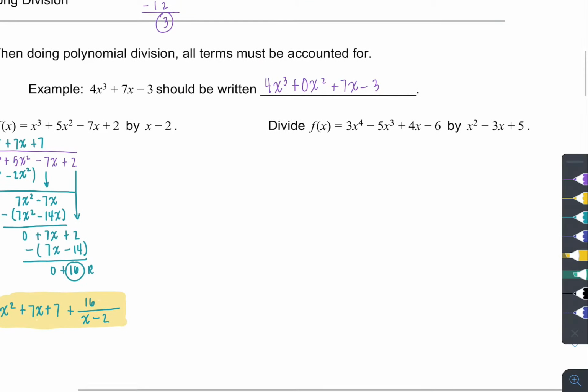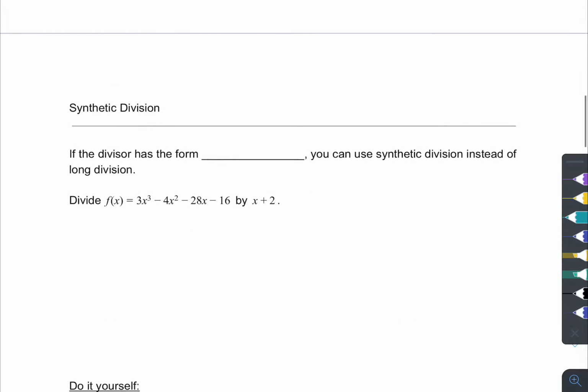All right, go ahead and try this next one on your own. We'll go over this one in class.